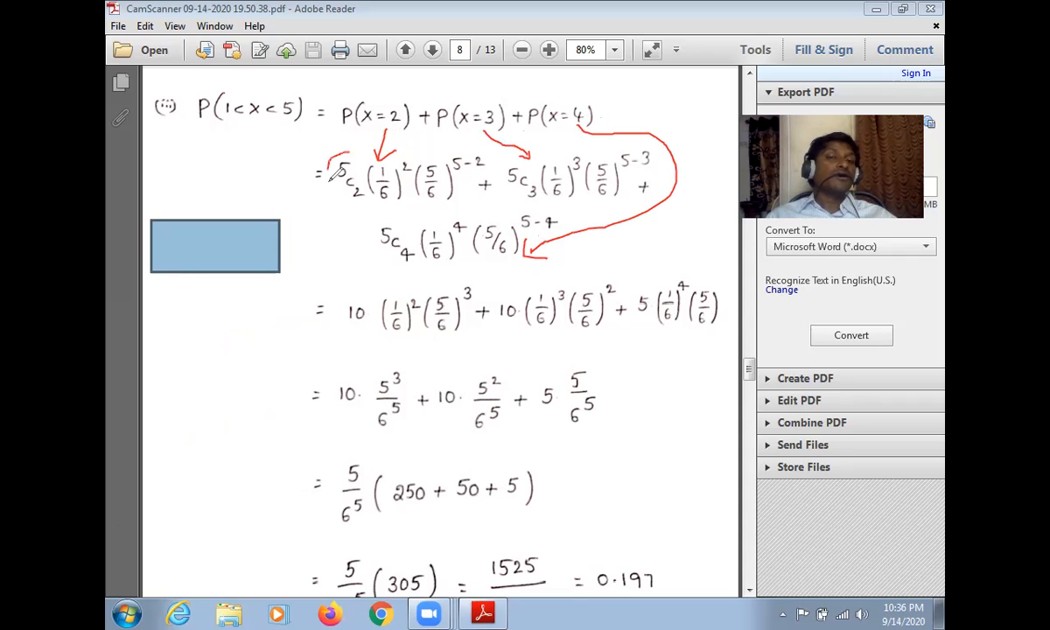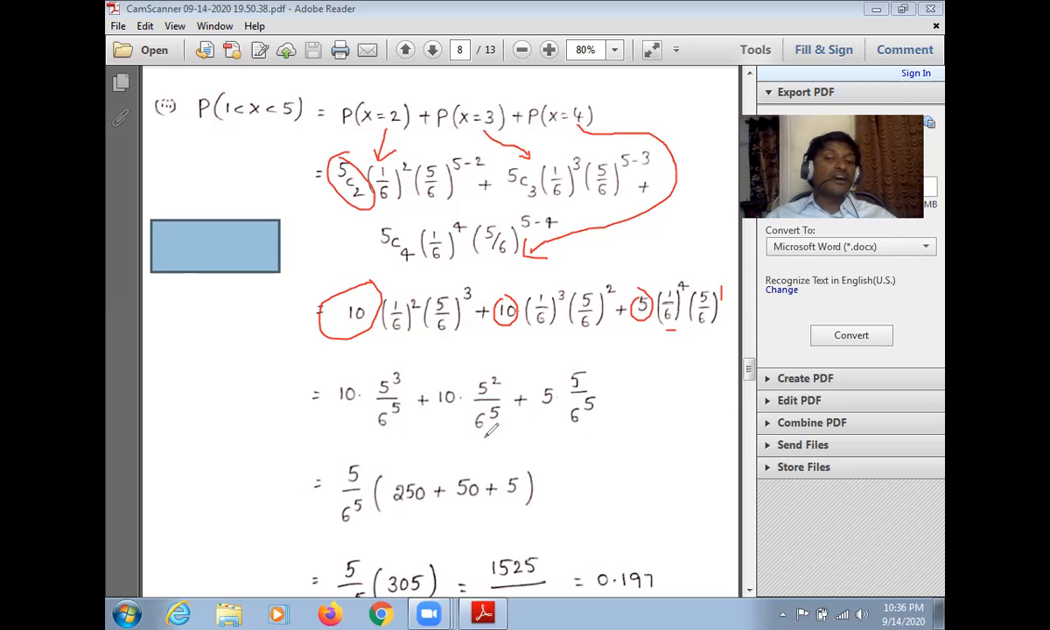And after that we know this value of 5C2 is nothing but 10, and 5C3 is also 10, and 5C4 is 5. Next, 1 by 6 whole square, 5 by 6 whole cube, 1 by 6 whole cube, 5 by 6 whole square, 1 by 6 whole power 4, 5 by 6 whole power 1. Now we are simplifying that. 1 square is nothing but 1, 5 cube we wrote as this, and by applying a power m into a power n is a power m plus n, so 2 plus 3, 5.